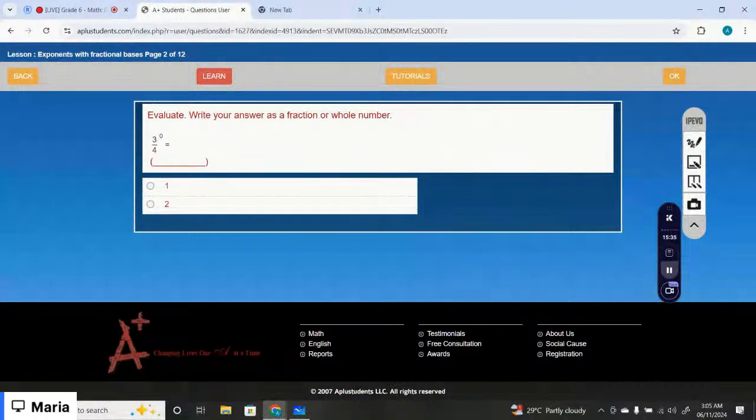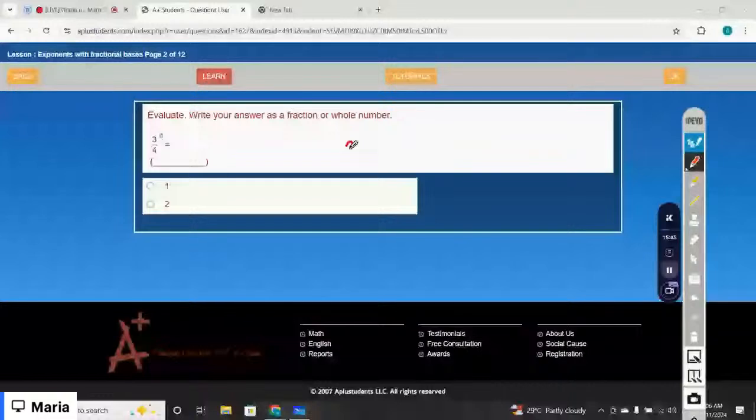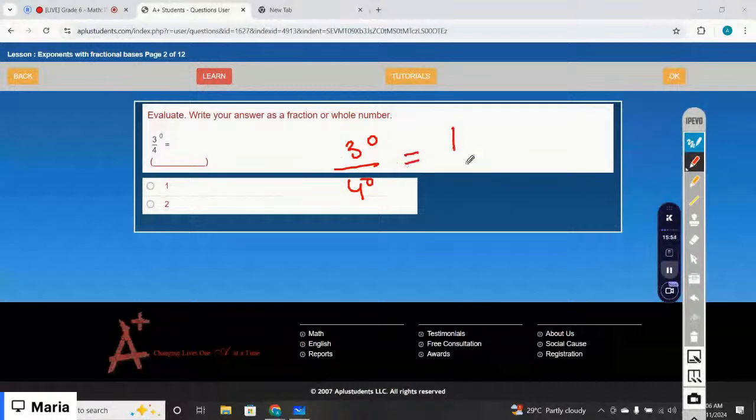Evaluate. Write your answer as a fraction or whole number. That is 3 exponent 0 divided by 3 by 4 exponent 0. Basically, it is 3 exponent 0 divided by 4 exponent 0, right? So any number that has the exponent 0 equals 1, right? So 3 exponent 0 is 1 and 4 exponent 0 is 1. That is a very important thing. Keep this in your mind.